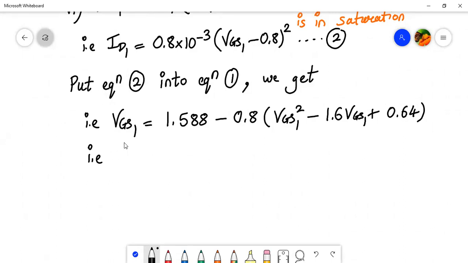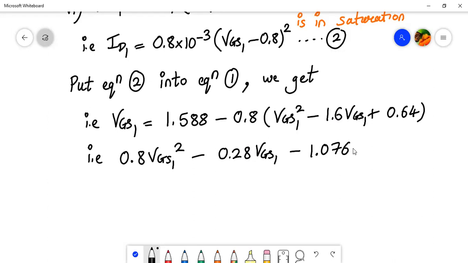So what we do is we rearrange all the terms and we multiply, and finally you will get a quadratic expression in terms of VGS1. So I'll write the final expression. Intermediate steps you all can complete it. So it will be 0.8 VGS1 the whole square minus 0.28 VGS1 minus 1.076 is equal to 0.